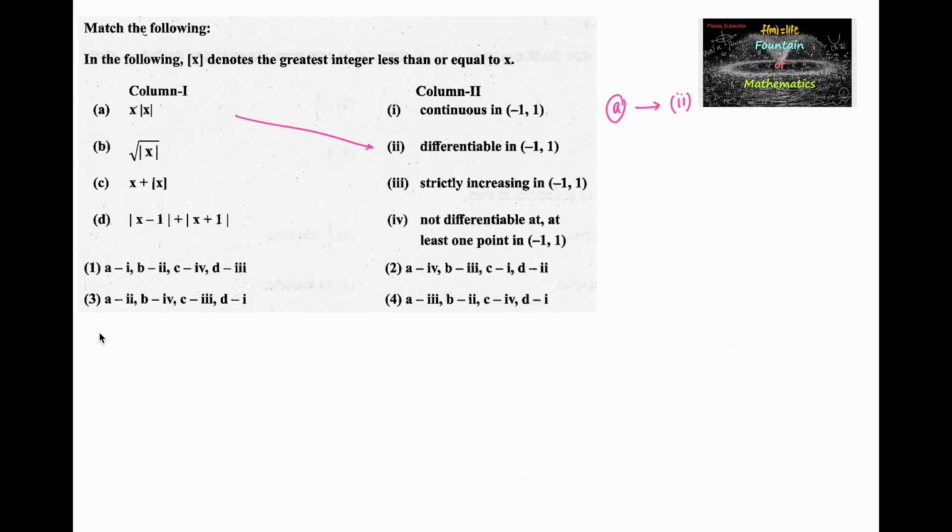Now let's consider the second function. Say g of x is equal to under root of mod of x. And as per the definition of mod x, we can write under root of positive x when x is greater than or equal to 0, under root of negative x when x is less than 0. So here we can see clearly the graph.